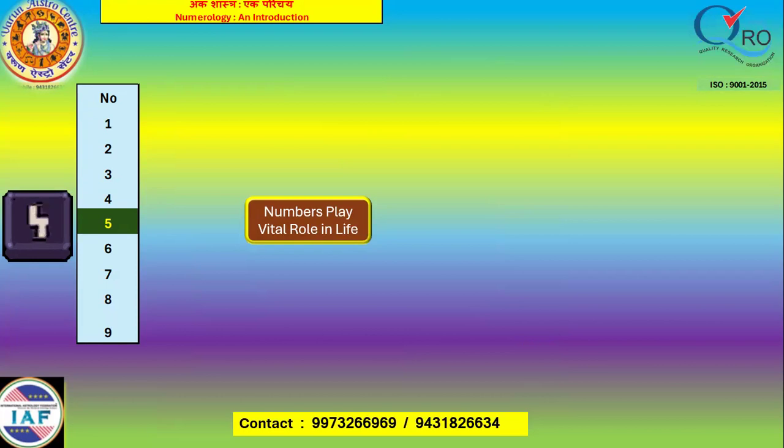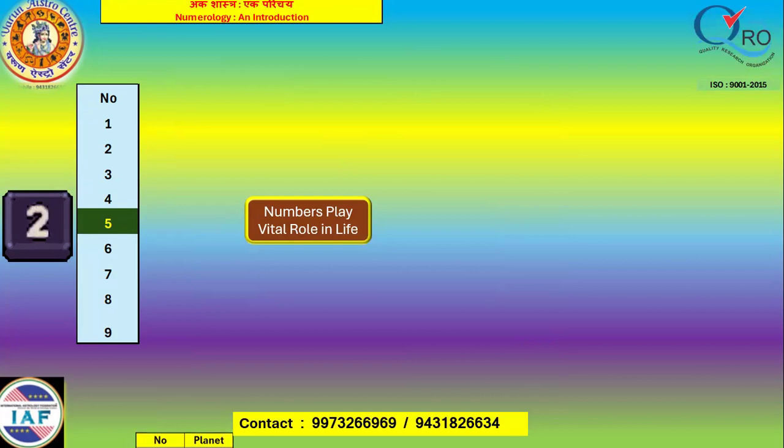Whenever there is a compound number consisting of more than one digit, all those digits are added together and converted into a single digit so that it can be part of the calculation in numerology. So in numerology, only single digit numbers are taken into consideration.